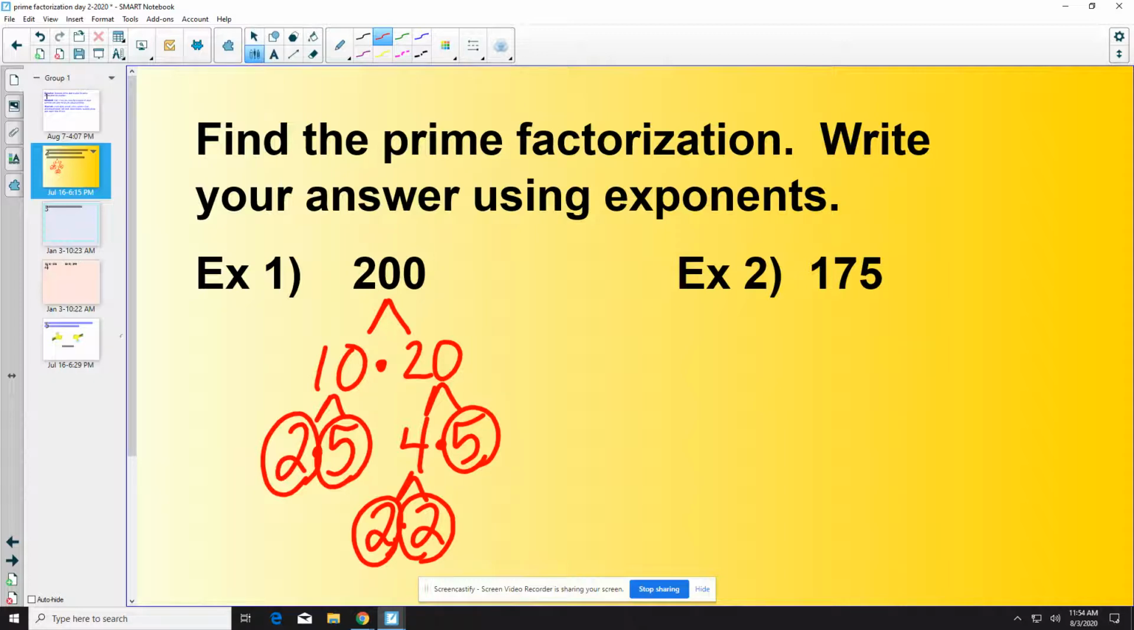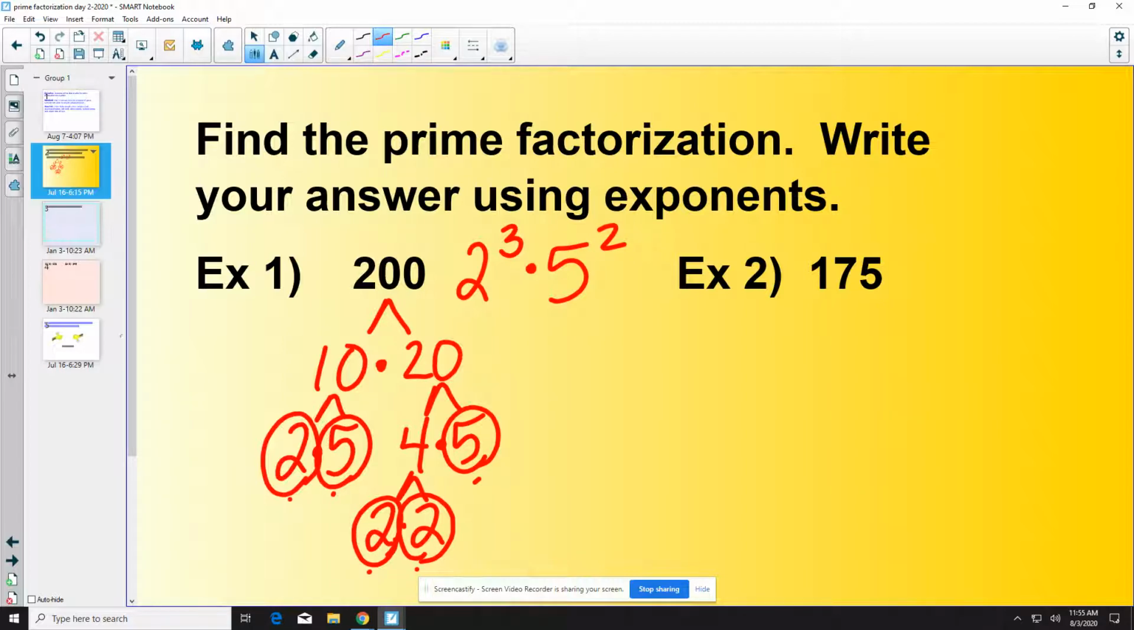So now my answer is all the circled numbers, and we write our answer using exponents. We always put the lowest number circled first, so 2 is lower than 5. Notice I have 1, 2, 3 of them. So it's 2 to the third times 5. How many 5s do I have? 1, 2. So 5 to the second.